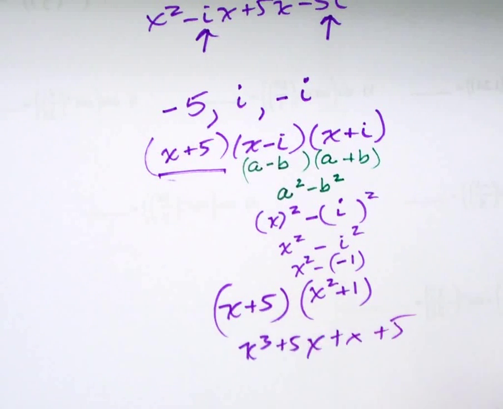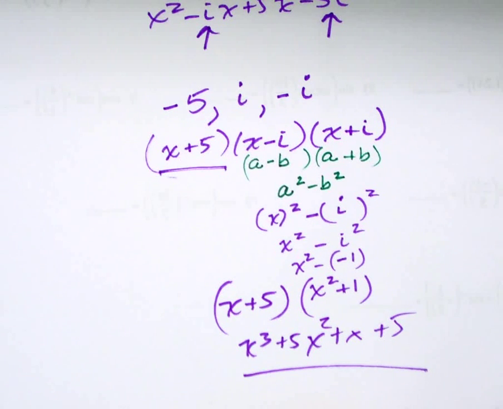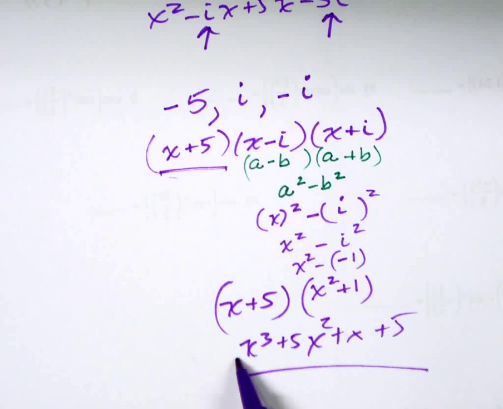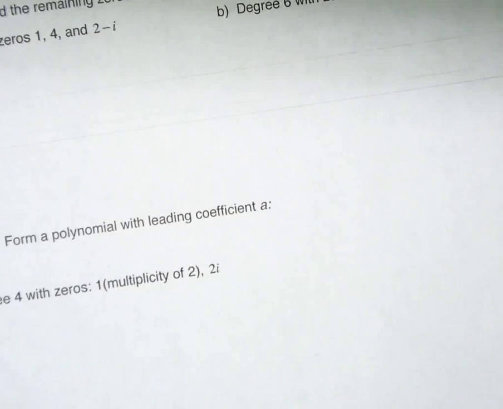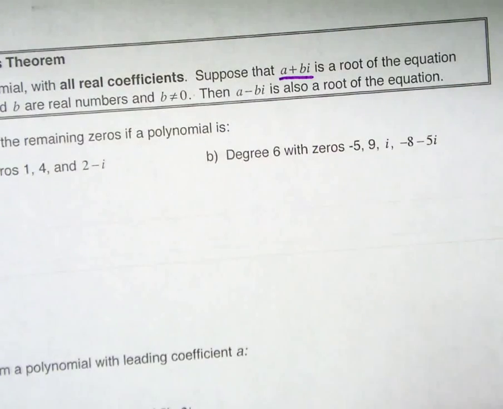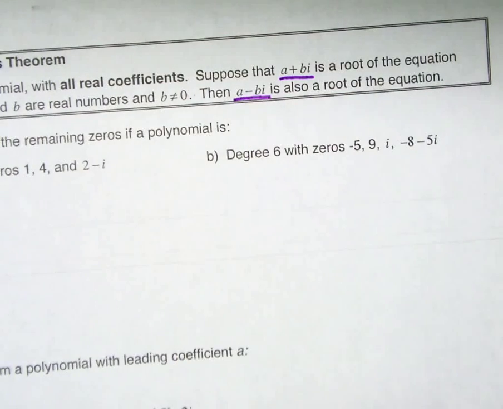And now is this a polynomial? Yeah, all the coefficients are real. All the exponents are positive integers, okay? So that brings up the situation then. If you have a complex or an imaginary root, so let's say that a plus bi is a root of the equation, then its conjugate must also be a root.